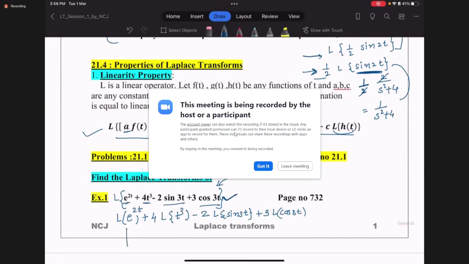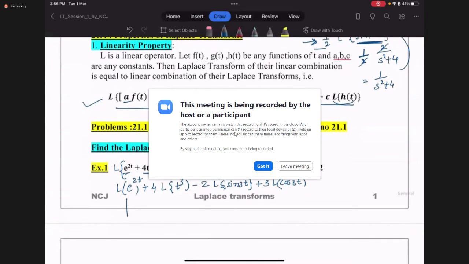Now what is Laplace of e raised to 2t? Who will tell me? Quickly. 1 upon s minus 2, plus 4 t cube. t raised to n, n is an integer, n factorial upon s to the power n plus 1. Ma'am, 6 by s to the power 4. Yes, 4 into 3 factorial. First apply Laplace: 4 times 6 upon s raised to 4, minus 2 Laplace of sin 3t.